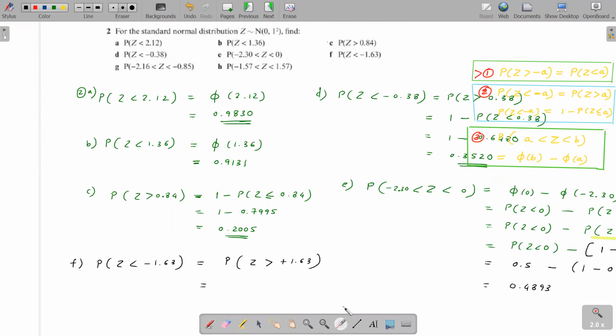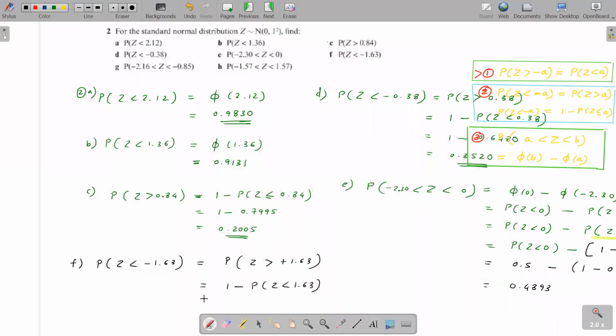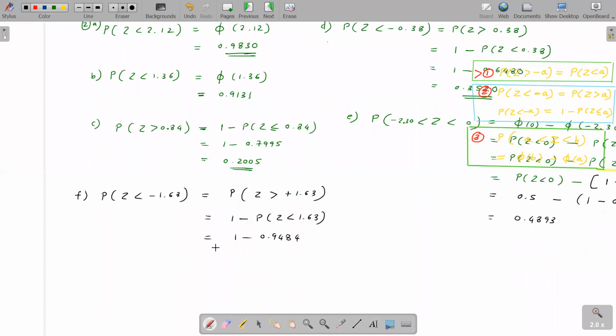And the next thing, the table doesn't give you greater than probabilities. It only gives you less than. So you convert this to 1 minus the probability Z less than 1.63. Because when you do 1 minus, immediately the greater than becomes less than. And then the 1.63 value, you get it from the table. 1.63 is here, right? 0.9484. Can you see 1.63, 0.9484? And that answer is going to give you 0.0516.